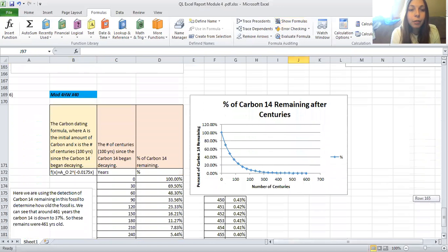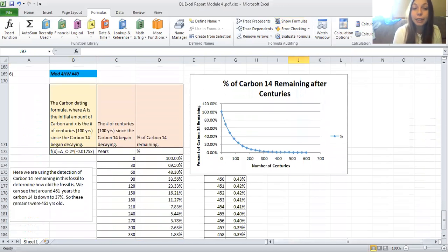On number 6 here, which is really interesting, we're finding the percent of carbon-14 left in a fossil to determine how old it is. Wow, that's really interesting. So as we can look here, we've calculated some years, and with our carbon dating formula, we have found that when the fossils that they found had about 37% of carbon-14 left in them, that means that these fossil remains were around 461 years old.